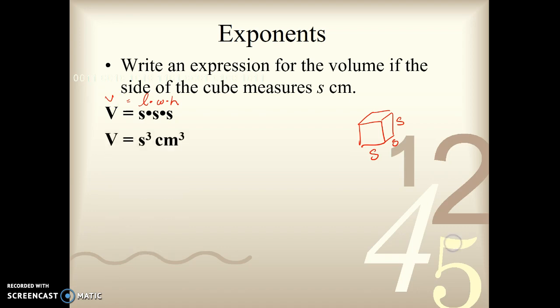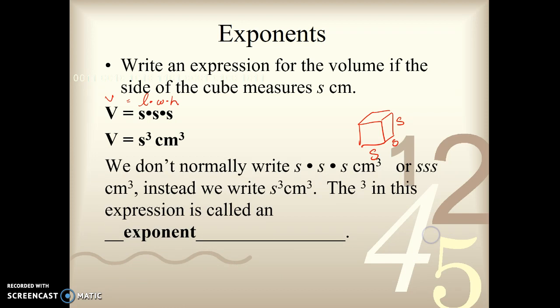So here's the deal. We don't typically write s times s times s. We would write s to the 3rd centimeters cubed. I know I've told you that variables and coefficients next to each other, or even two variables next to each other, mean multiplication. So this right here does mean multiplication. But we don't write that. Instead, we write s to the 3rd centimeters cubed.